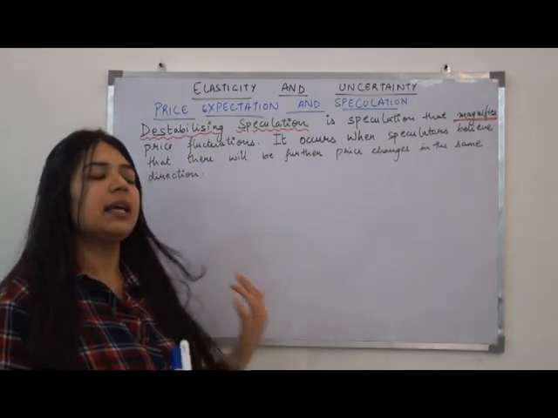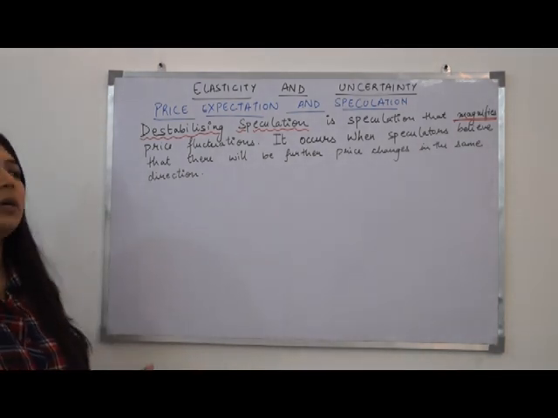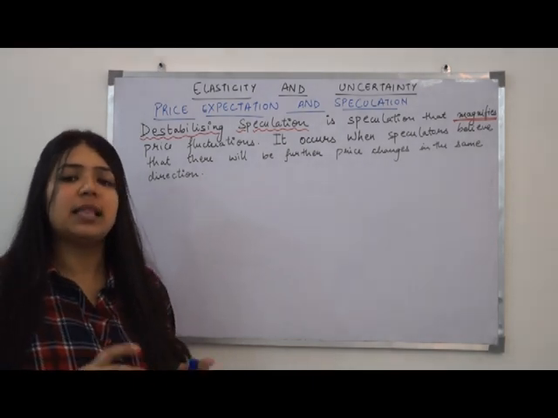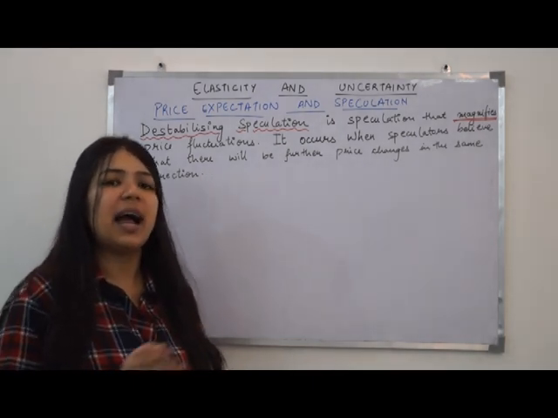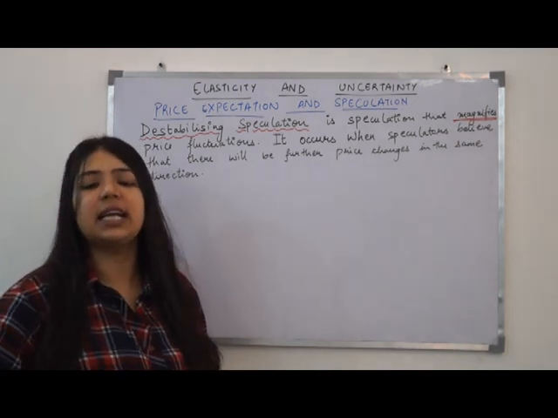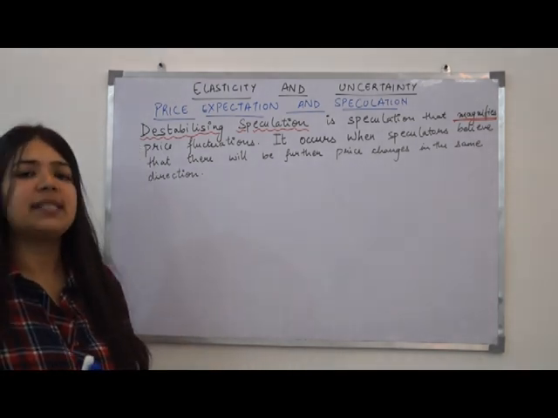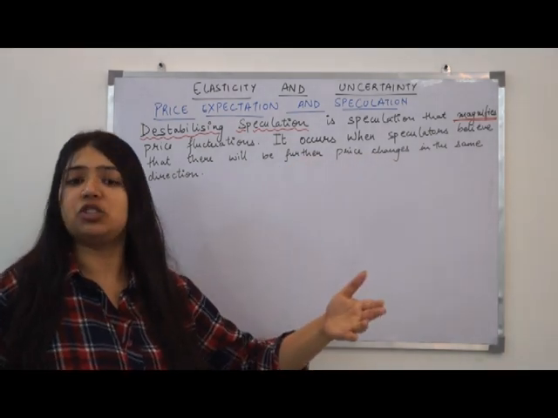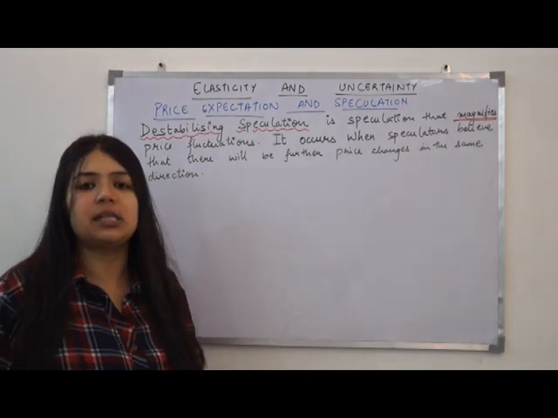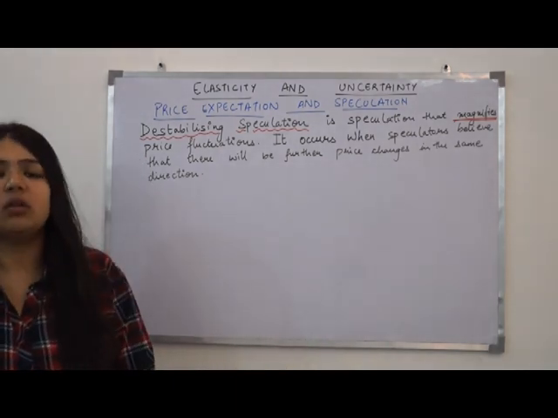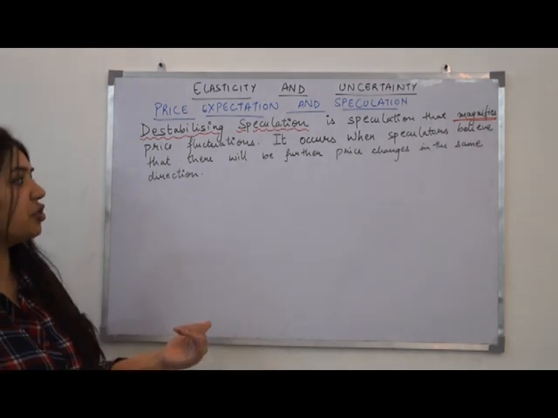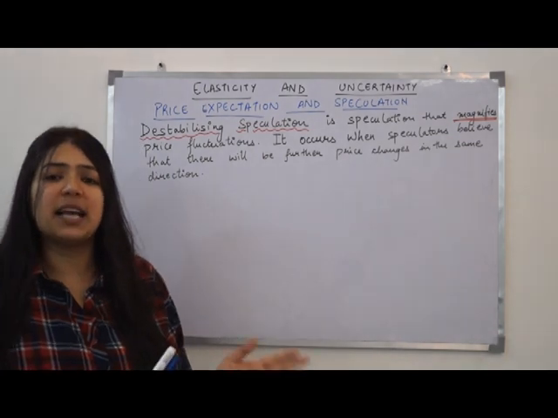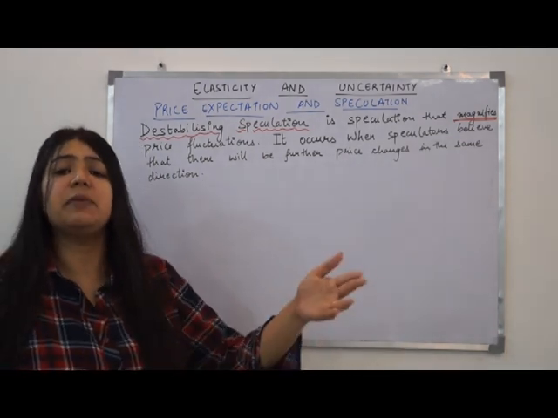So basically, in stabilizing speculation, we were thinking that if the price has dropped this much, then it will come back to the normal price or it will increase. So the mindset was that there will be a further price change in the opposite direction. That is how we were making our trading decisions. Here, what is happening is that they are expecting that the price will keep falling in the same direction, or the price will keep increasing.